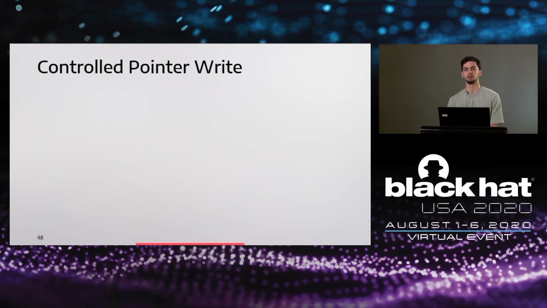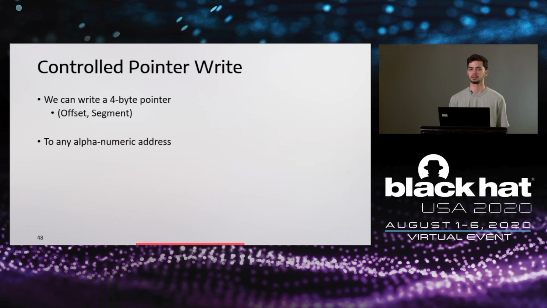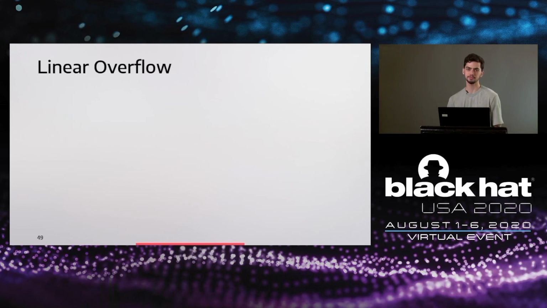Absolute pointers in 16-bit real mode are made of a 2-byte offset and a 2-byte segment. And we can write them to any alphanumeric address, since our overflow is alphanumeric. And this is a strong exploitation primitive. Writing data to places you're not supposed to write to is always interesting from an exploiter's point of view. So we chose to go ahead with this primitive.